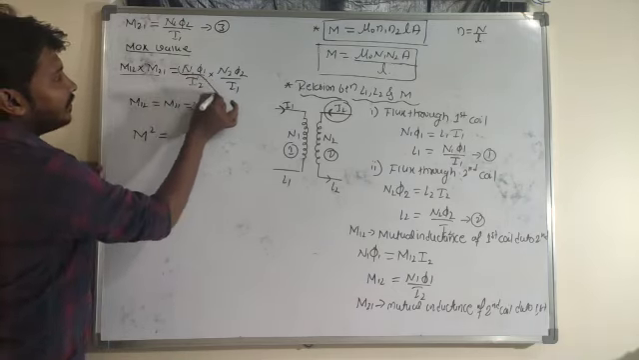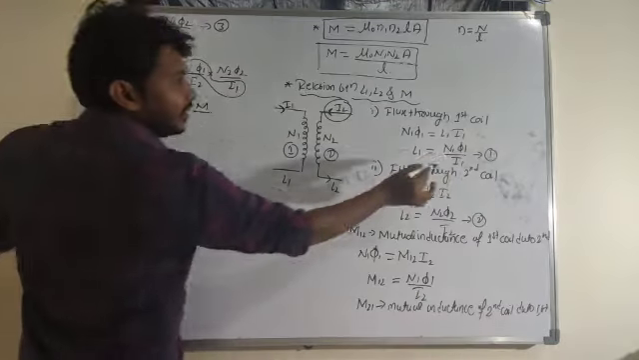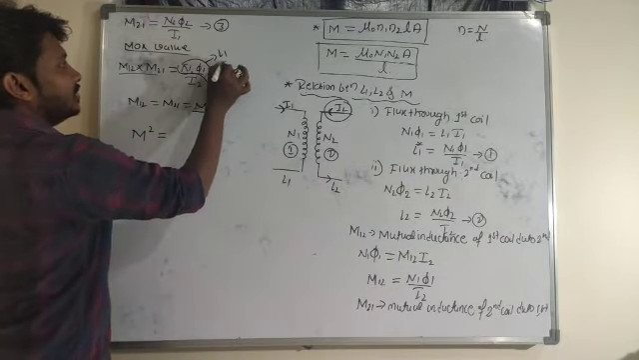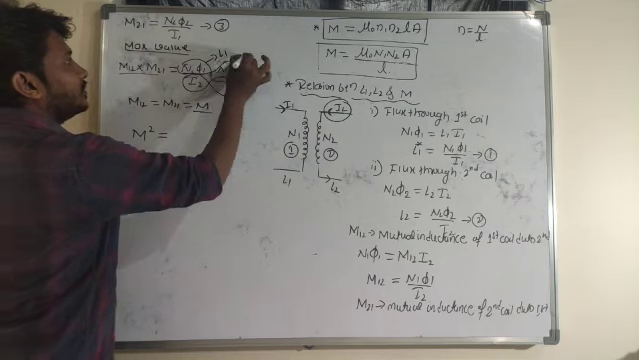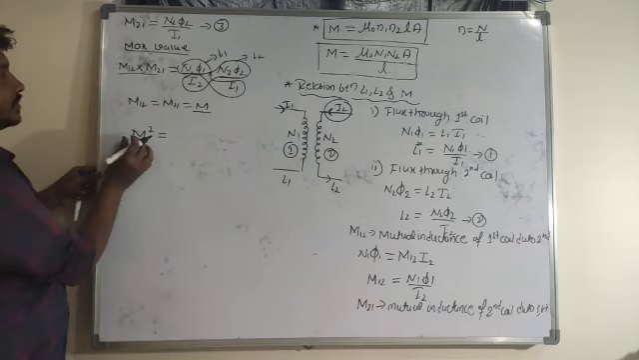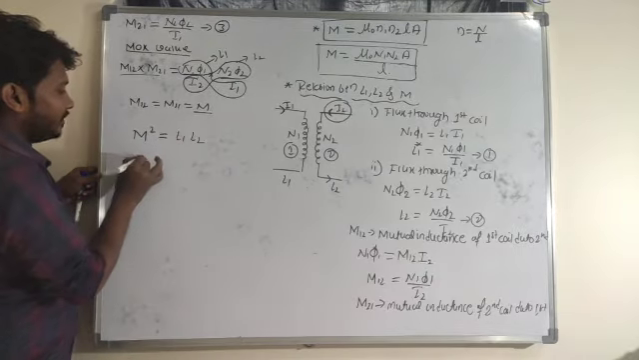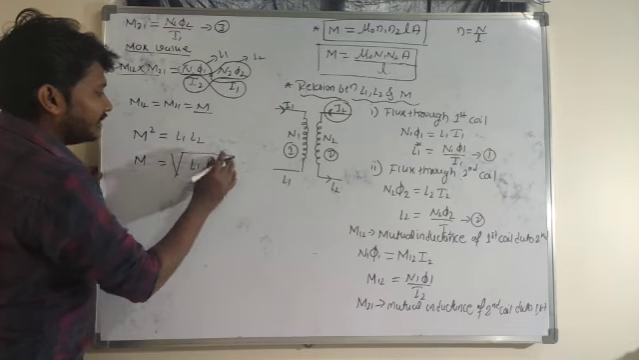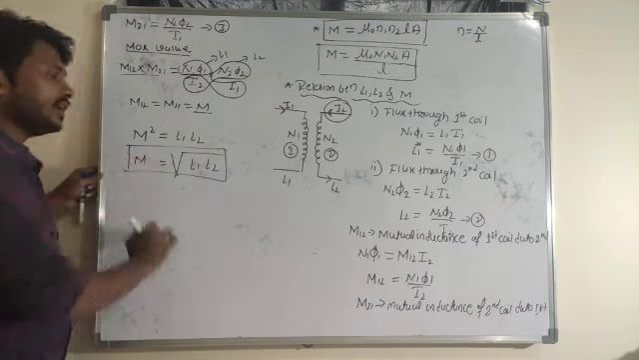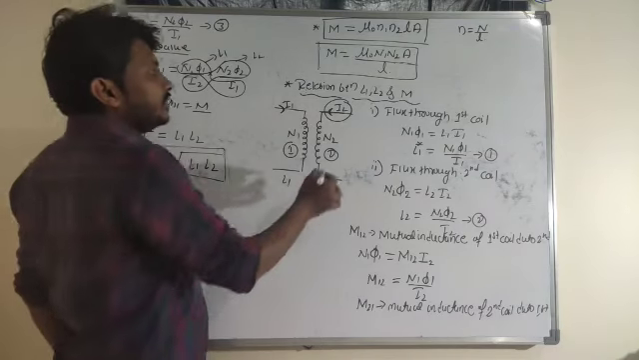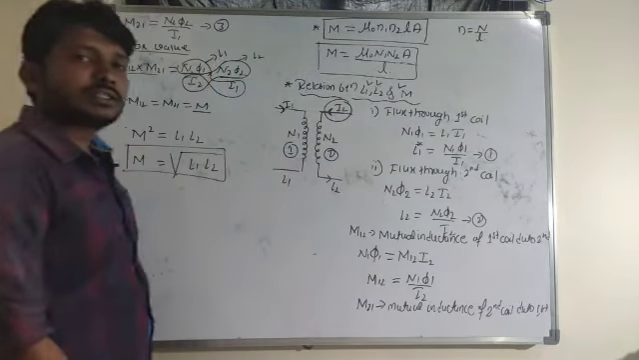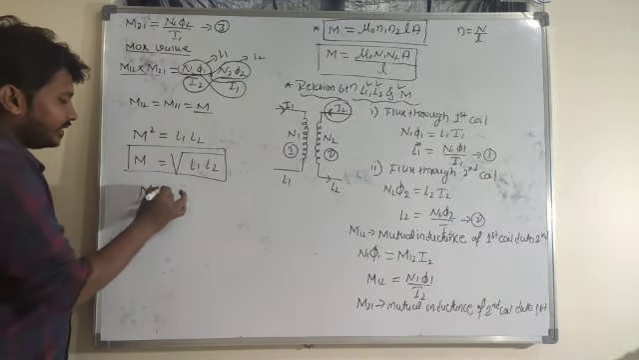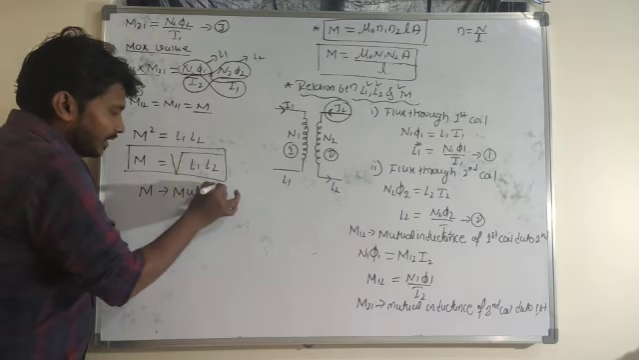Look at here, N1 phi 1 into I1, that is nothing but L1 here. And N2 phi 2 into I2, that I will take as L2 here. So M square is equal to L1 into L2, or M is equal to what? M is equal to root over L1 into L2. So we are trying to get the relation between L1, L2 and M. So what's the final answer? I get it here: M is equal to the square root of L1 into L2, where M is nothing but the mutual inductance.